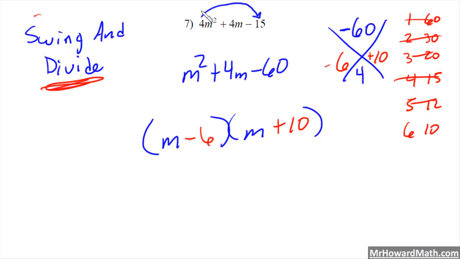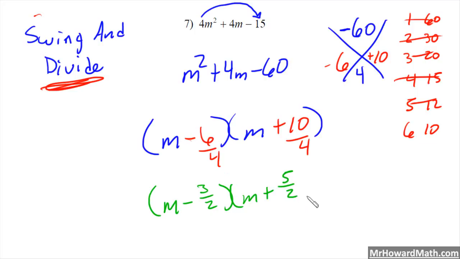Now I have to divide. I swung the 4 over in the beginning, so I have to divide by it now. Now if you notice, both of these fractions will reduce. So in our next step, we're going to reduce those. So m subtract 6/4 will reduce to 3/2. 10/4 will reduce to 5/2.